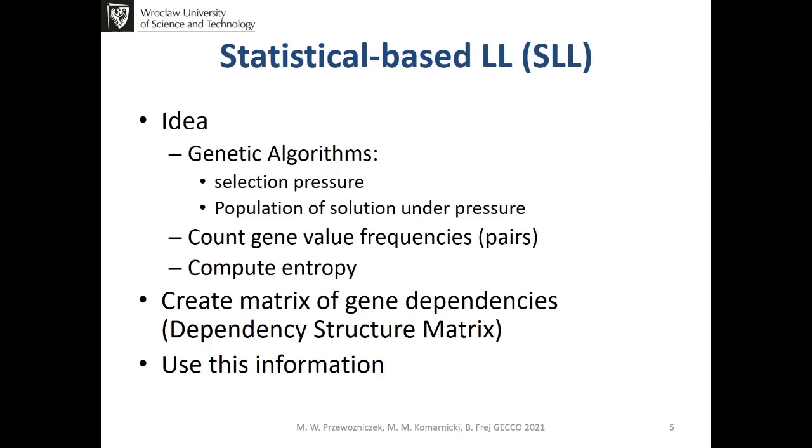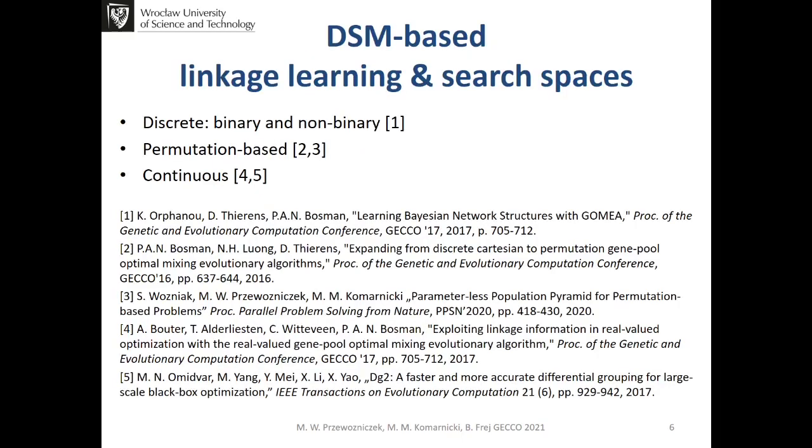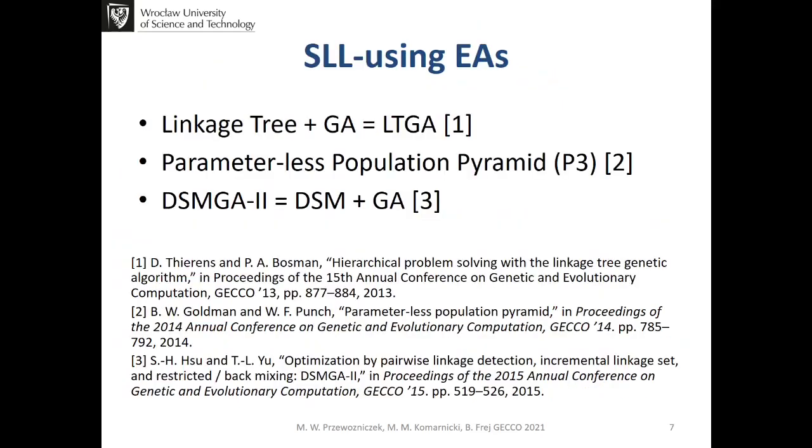And then we can create the matrix of gene dependencies, the so-called DSM matrix, and we can use this information. It's typically used during the mixing operations, so the crossover-like. And then we can exchange only those genes which are dependent on each other. The statistical-based linkage learning may be used for many different search spaces, for discrete, binary, and non-binary search spaces, for the permutation-based problems, and for the continuous search spaces as well.